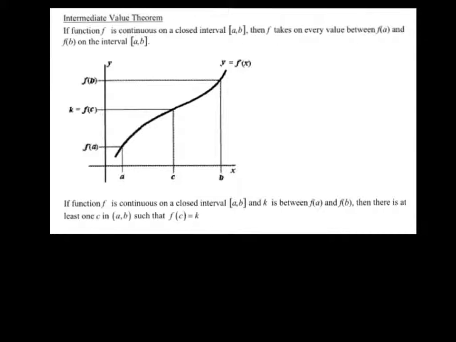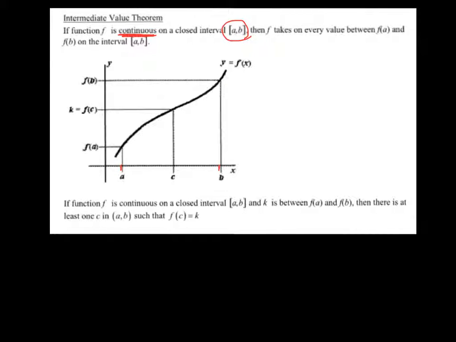Please make sure that you get this written down and draw the diagram so you really have a good picture of what is going on. It says if function f is continuous. Huge concept. The function must be continuous, and you'll see why in a second. On a closed interval, a to b. So remember, this is interval notation. It's saying that we are starting at an x value of a and ending at an x value of b.